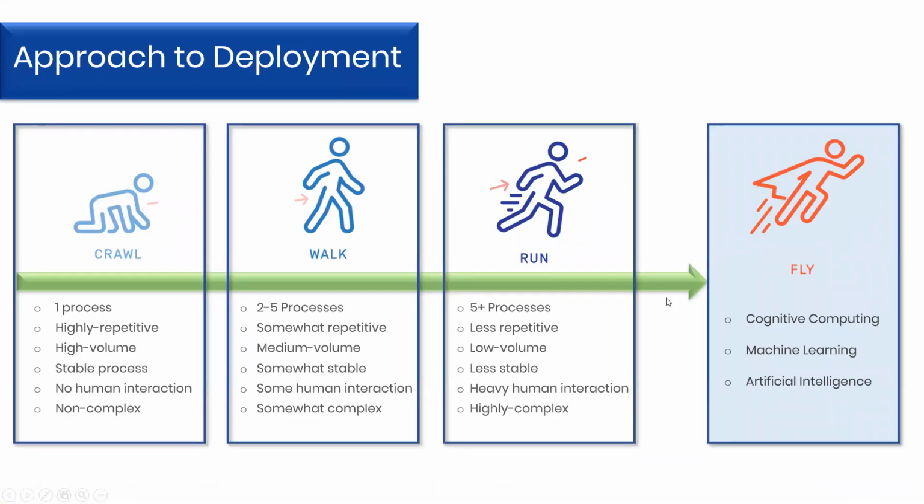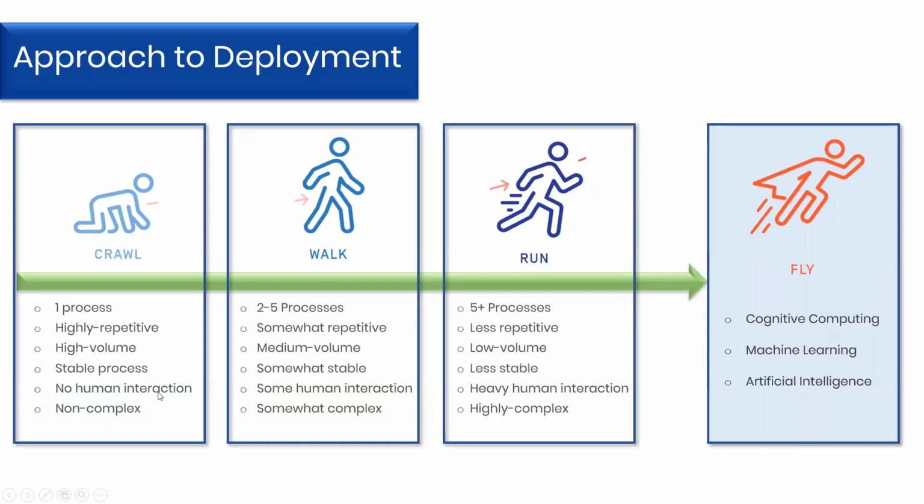So this is just a little bit of information about how to get started. At RoboWorks, we use this quite a bit, the crawl, walk, run scenario. And the reason is you just want to start slow and get everything running smoothly before running too far with it. So you'll notice in the crawl stage, you're going to start with one process and something that's highly repetitive and high volume. As I mentioned earlier, the higher the volume, the better the ROI that you're going to get. You want a stable process.